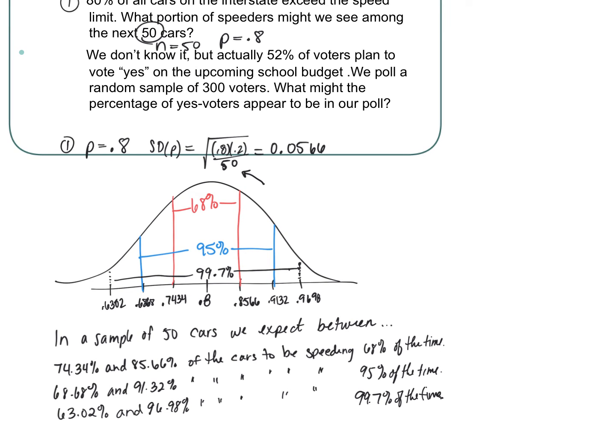So number 2, we don't know it yet, but actually 52% of voters plan to vote yes on the upcoming school budget. We pull a random sample of 300 voters. What might the percentage of yes voters appear to be in our poll? So for number 2, our p is 0.52 and our n is 300. Take a second and calculate the standard deviation of the proportion.